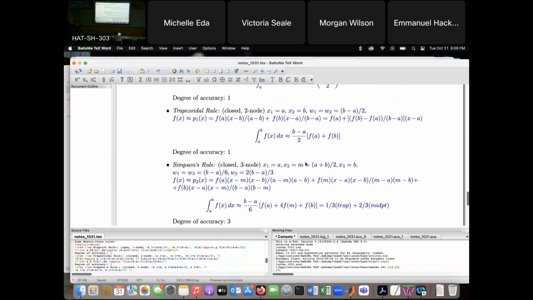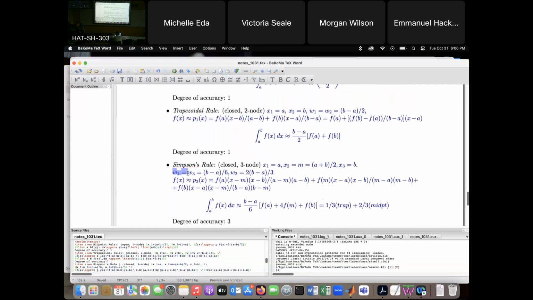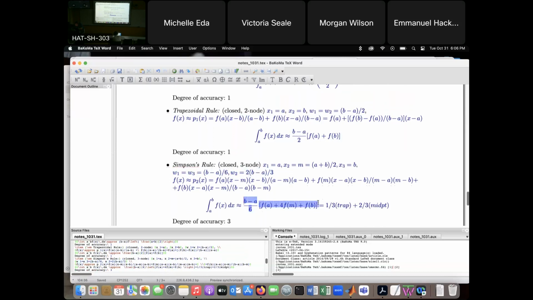Now, since we have 3 nodes, we have 3 weights, but they're not equal. The weights for the endpoints are equal to (b minus a) over 6, but the weight for the midpoint is 4 times as much, so it's 2/3 times (b minus a). That's what we see down here. This is Simpson's rule, and here it's easy to see that much more weight is assigned to the value of f at the midpoint, 4 times as much as at the endpoints. You might think that all the weights should be equal.